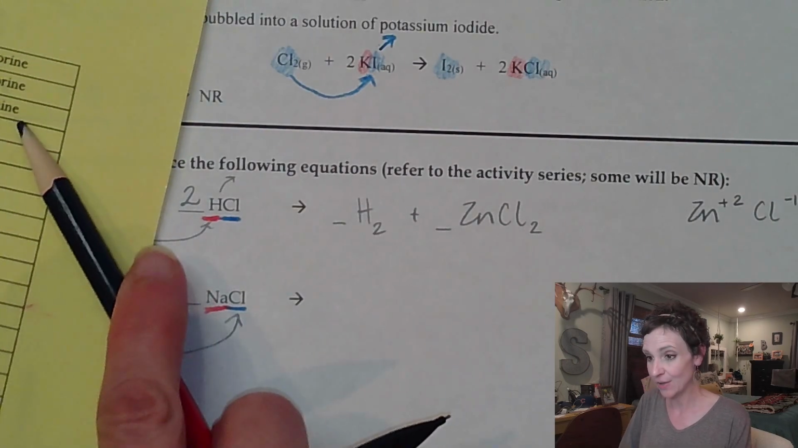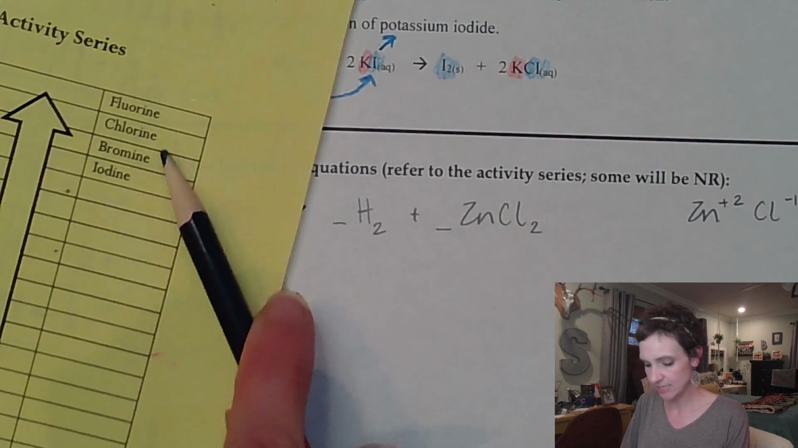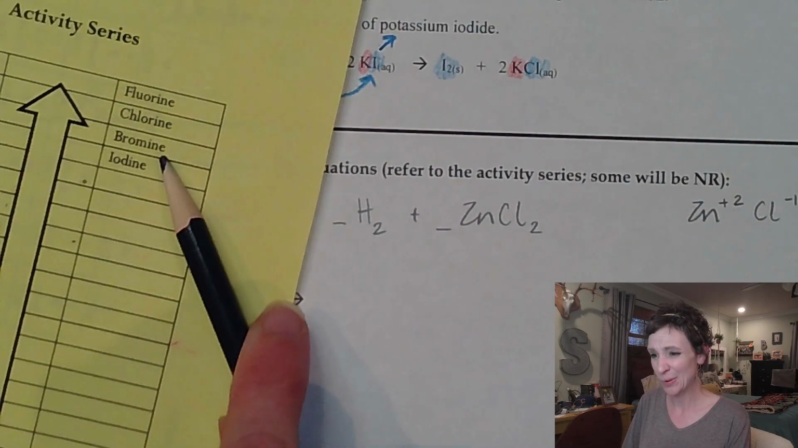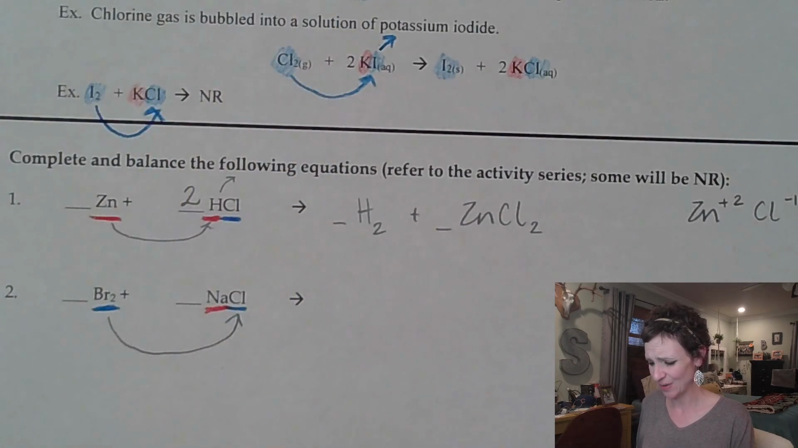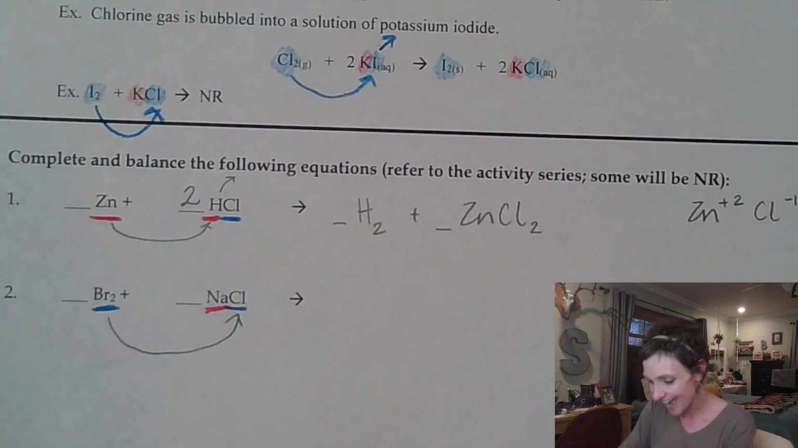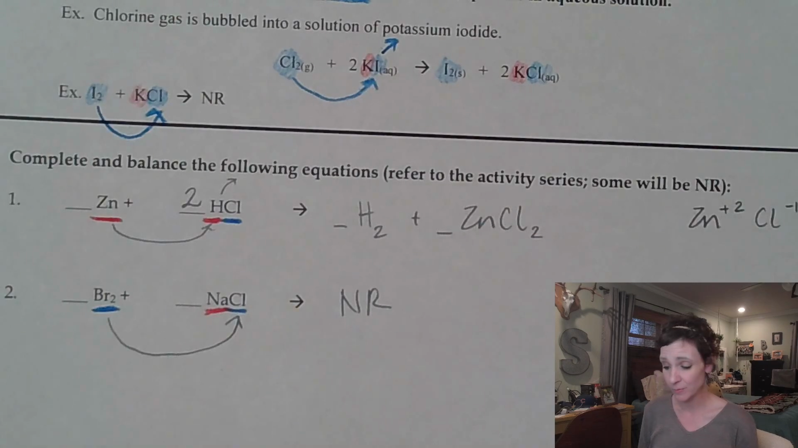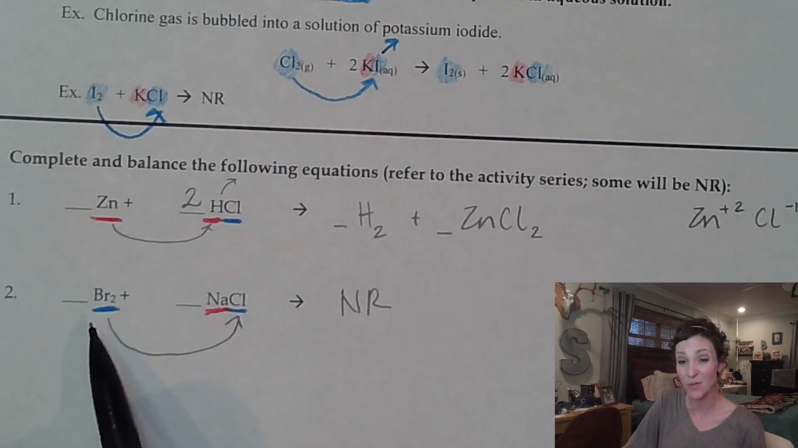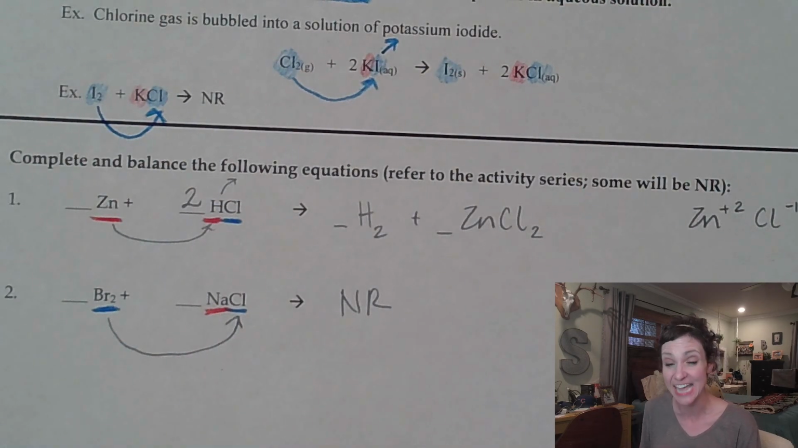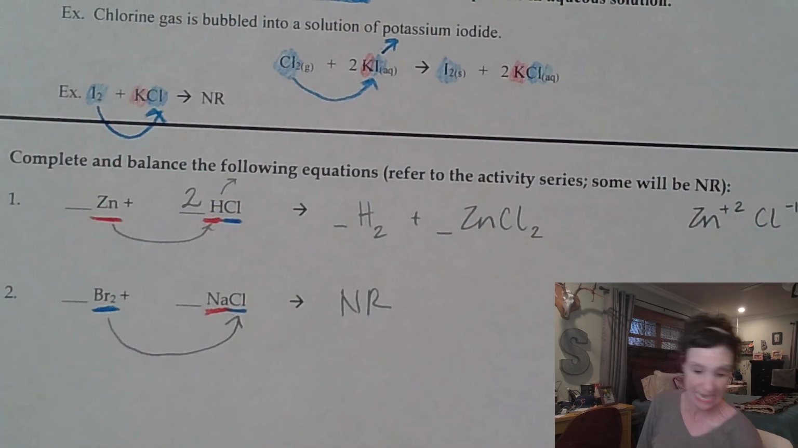Looking at bromine and chlorine, bromine is less attractive than chlorine. So what do we get to write in this case? No reaction, which is great. I can stop there. I don't have to write formulas. I don't have to balance. So we got a no reaction because bromine, the single guy trying to come in here, is less active or less attractive than the other guy already in a compound.